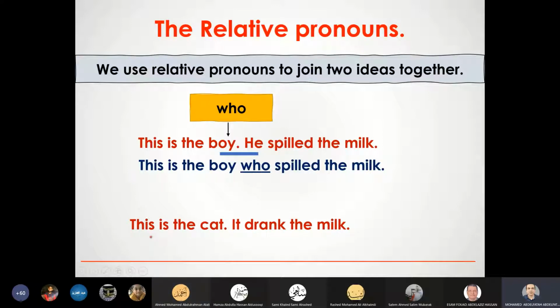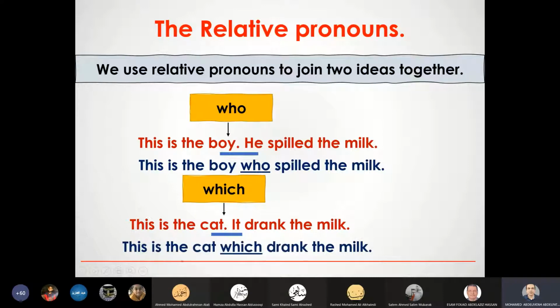Another example. Look here, this is the cat. This is a sentence, this is an idea. Also, I have got another sentence: it drank the milk. It, I mean the cat. It and the cat refer to the same animal, which is the cat. We have got 2 sentences, 2 ideas. We can connect or join these 2 sentences into one sentence. Using what? Using who? No. Who is used for people, but for animals and things you can use which. Look here, this is the cat which drank the milk. So in general we use who for people and which for animals and things.